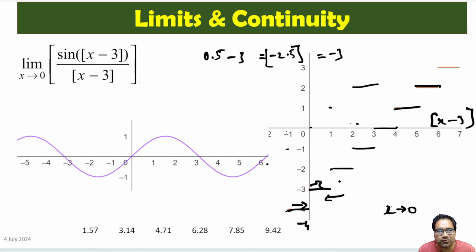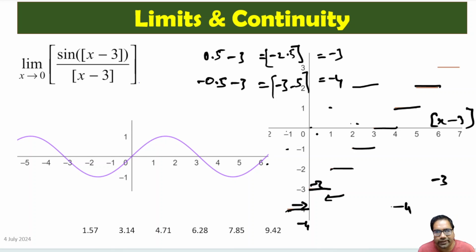That is this one, when it is tending from the right hand side. When it is tending from the left hand side, minus 0.5 minus 3 is minus 3.5. The greatest integer function of this is minus 4. That is this one. So when it is tending from the right hand side, it is minus 3. When it is tending from the left hand side, it is minus 4. Okay. Very good.